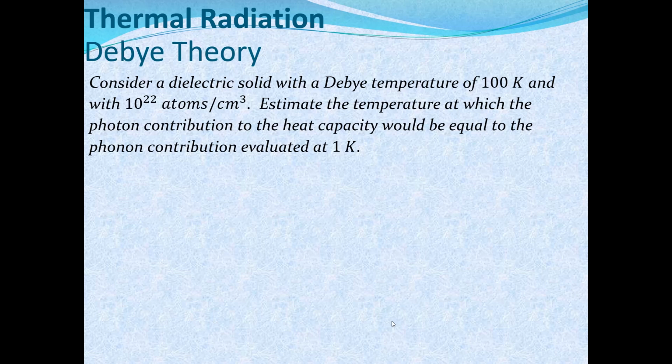All right, so what we're going to do here is determine the temperature of the photon contribution, and what it would have to be in order to be equal to the phonon contribution of energy at 1 Kelvin. All right, so they give us this information. We know that the Debye temperature is 100 Kelvin. We know that the concentration is equal to this, and we know that the phonon temperature is 1 Kelvin.